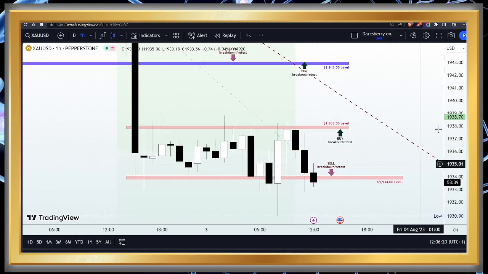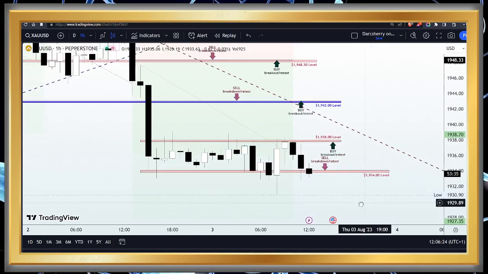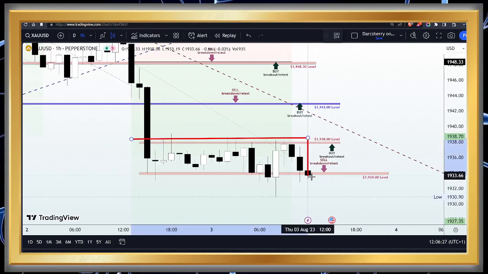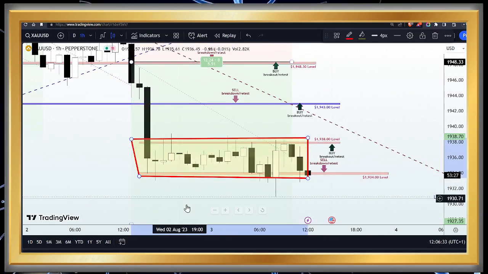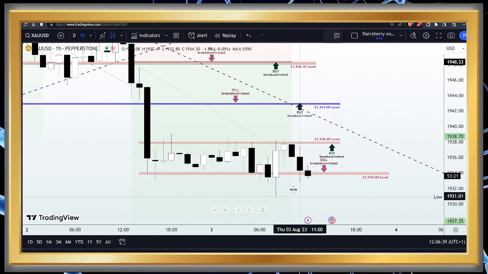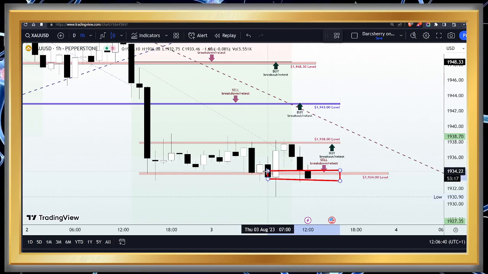And from the situation of things right now, considering the strong bearish impulsive move to the downside, the chances of this old range transitioning into a downtrend continuation pattern are very, very high. So I have a position below the 1,934 level to capitalize on a downtrend continuation.